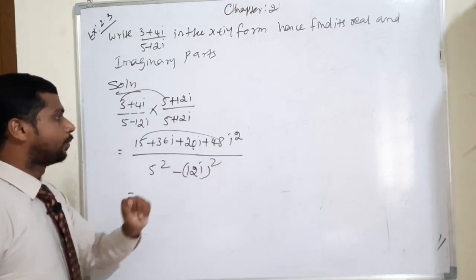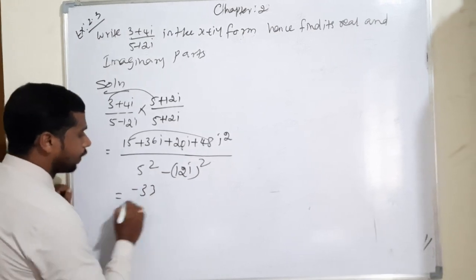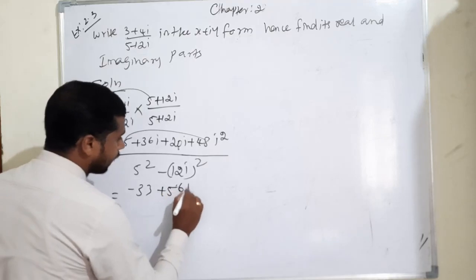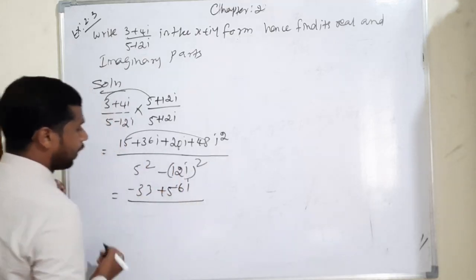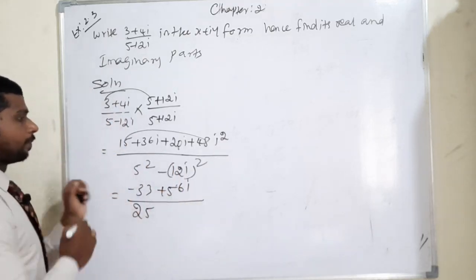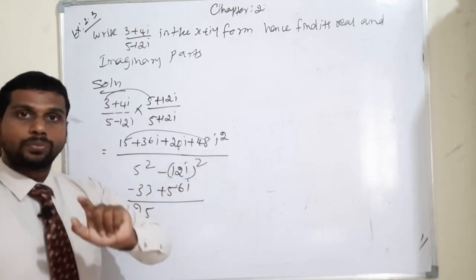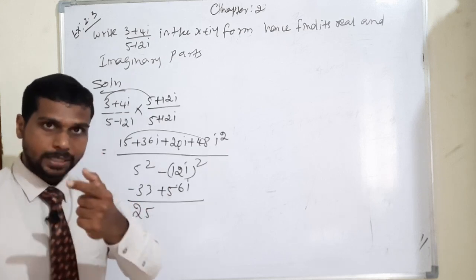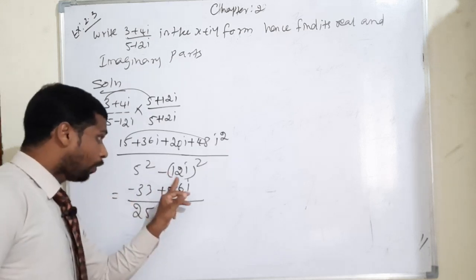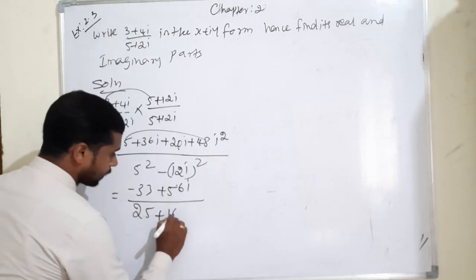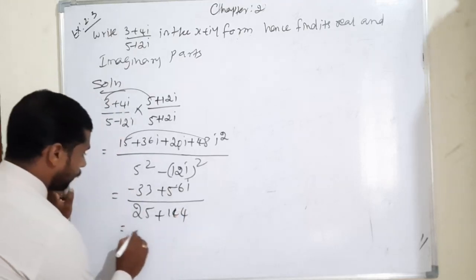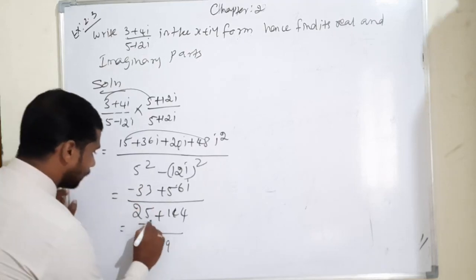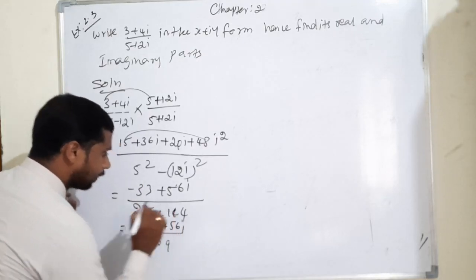So, 15 minus 48 means minus 33. Then 20i plus 36i means 56i, divided by 5 square, which means 25. Again 12 square means 144, but i square means minus 1. We have already a common minus, so minus into minus is plus. So 144 plus 144. Therefore, the denominator is definitely 169, but the numerator is minus 33 plus 56i.